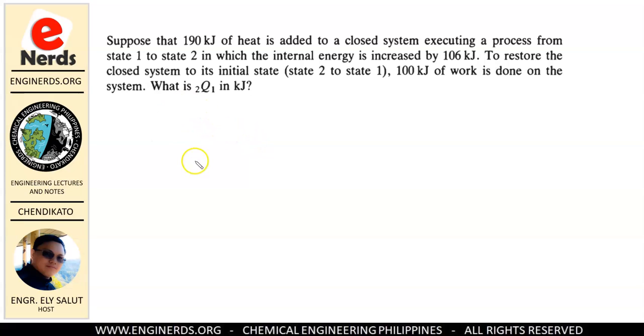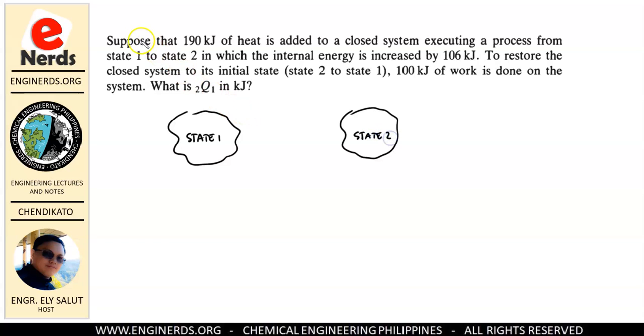Okay, so let us illustrate our conditions here. So we have two states. We have state 1 and then we have state 2. Let's say this is our state 1 and this is state 2. Alright, so 190 kilojoules of heat is added to a closed system, executing a process from state 1 to state 2. So in changing from state 1 to state 2, heat is added here, which is 190 kilojoules. And then because of that, our internal energy was increased by 106 kilojoules. So we have delta U equal to 106 kilojoules.